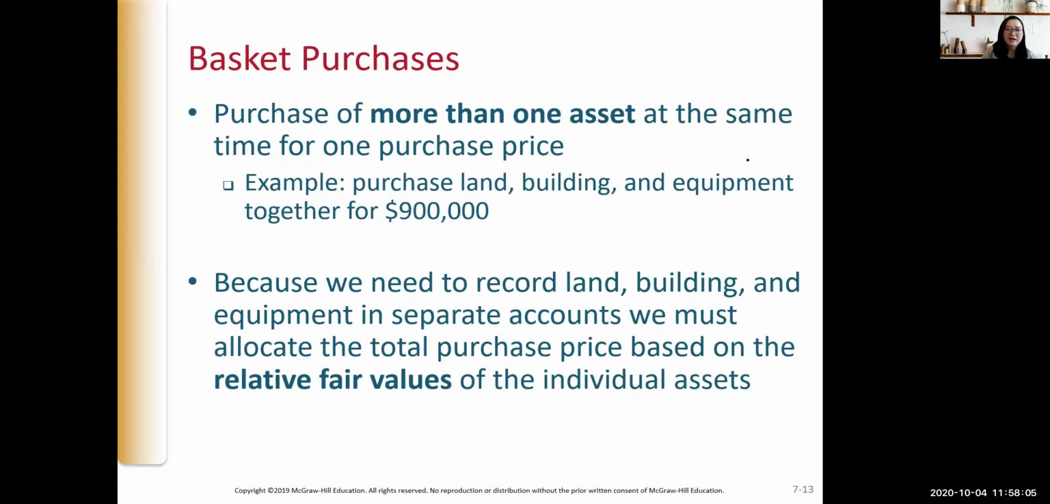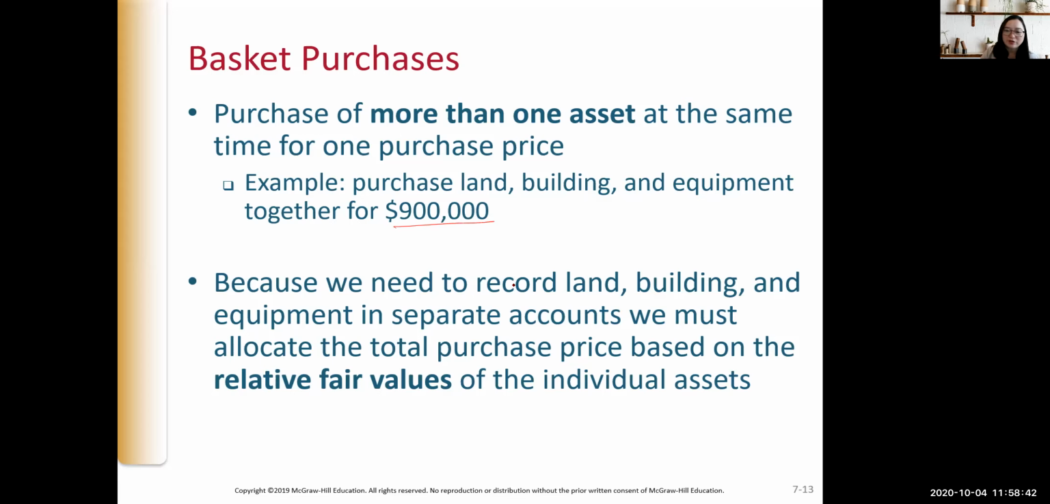Okay, and so the next question that you might ask is, what if I buy more than one asset at the same time, at one purchase price? For example, when you have a bundled sale, and if you only buy one of the items, they charge like 20% more, but if you buy everything, it's much cheaper. So for example, you buy land, building, and equipment together for 900,000. Then how do you separate each asset, right?